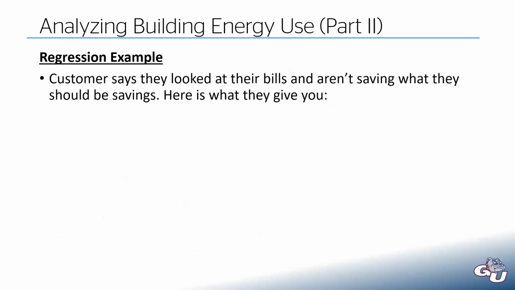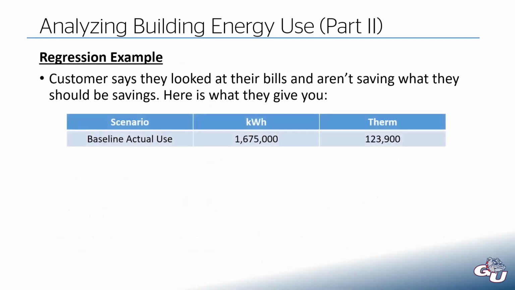A customer comes to you. They say, hey, we've looked at our bills and we're just not saving what you said we would save. And here's the information they give you. So here's what they started with: about 1.7 million kilowatt hours, 124,000 therms. And then they looked at their bills a year after the project, and you can see we made some pretty good savings here.